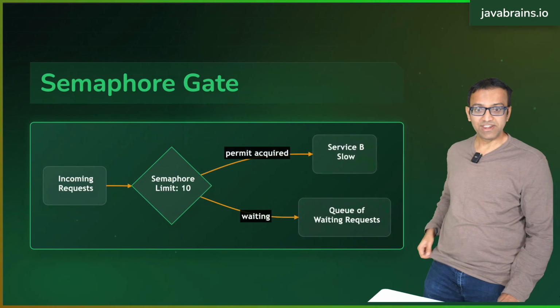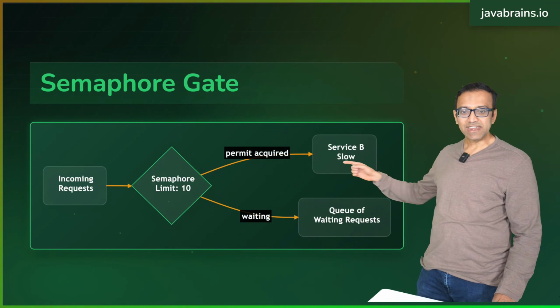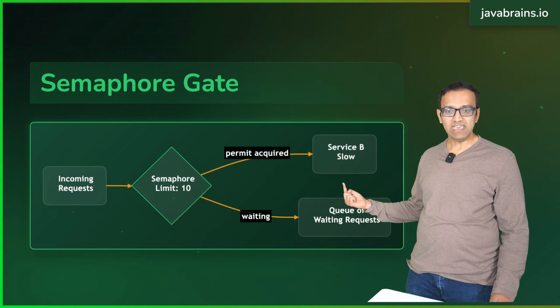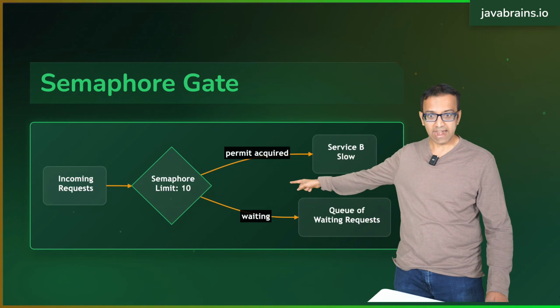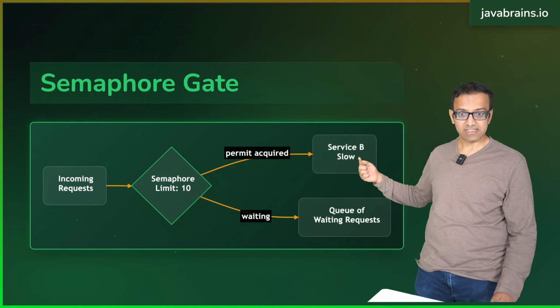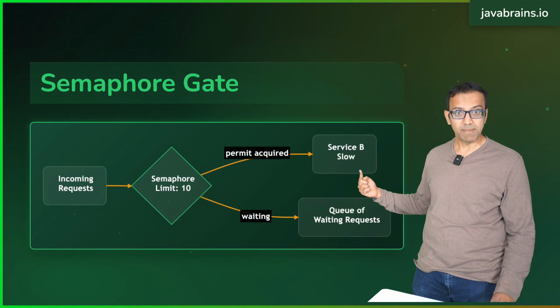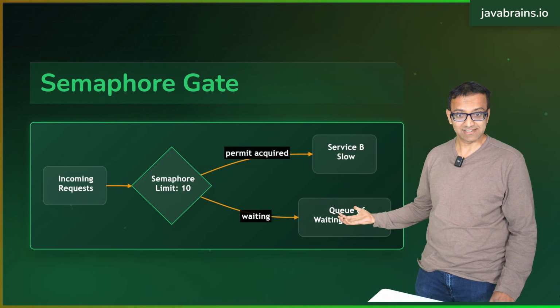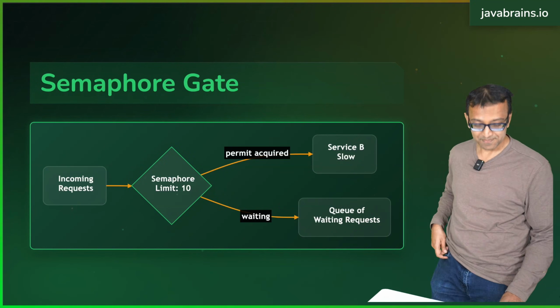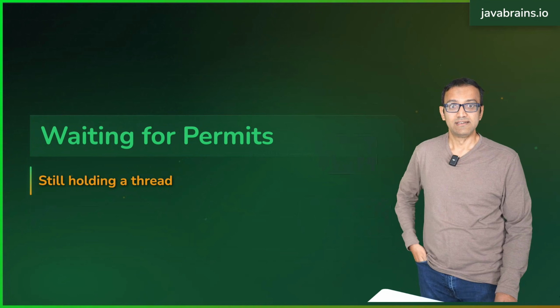So what you've done here is you've protected service B from being overwhelmed. This is slow. So by adding a limit, you're making sure that this isn't being overwhelmed. But service A is now struggling because that's holding on to the threads, right? Now that has a problem. How do you handle that?